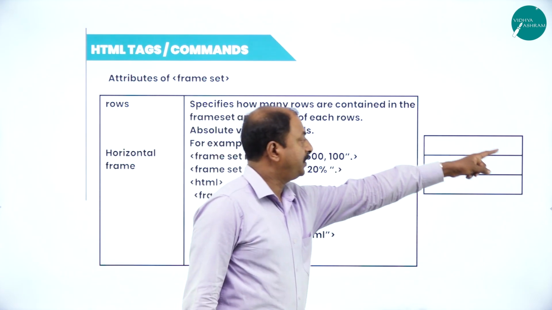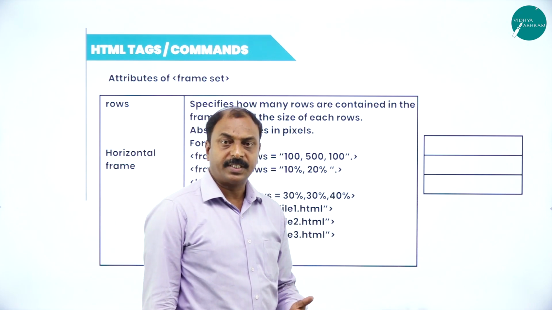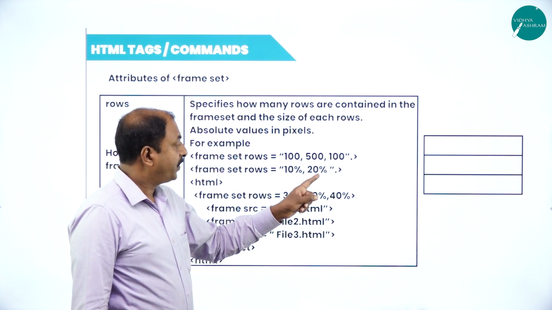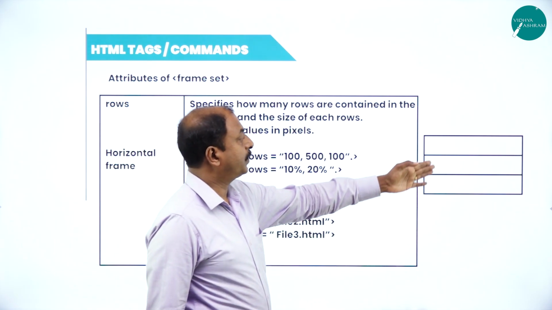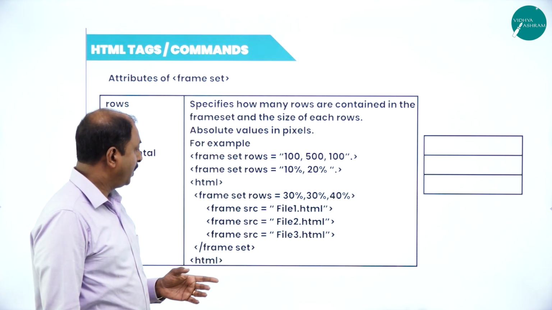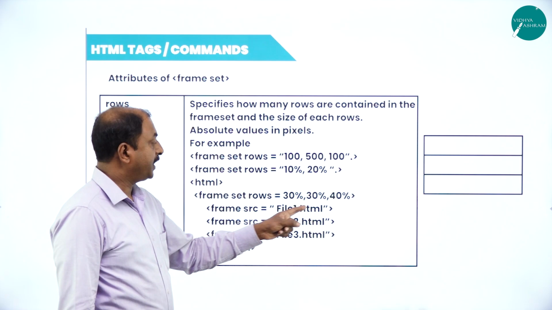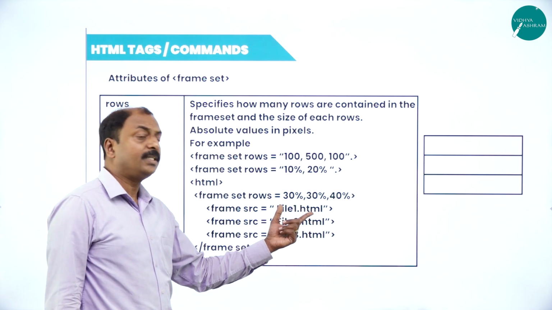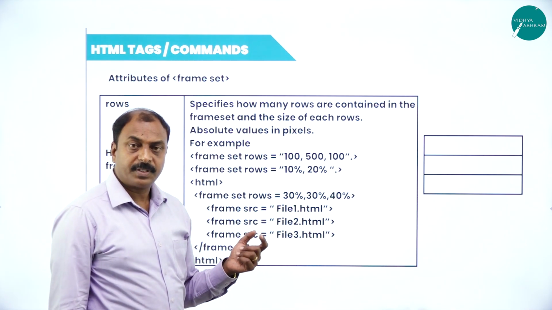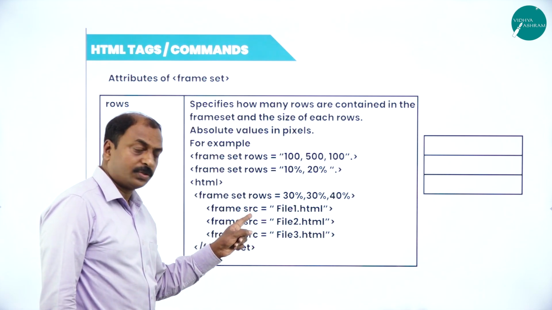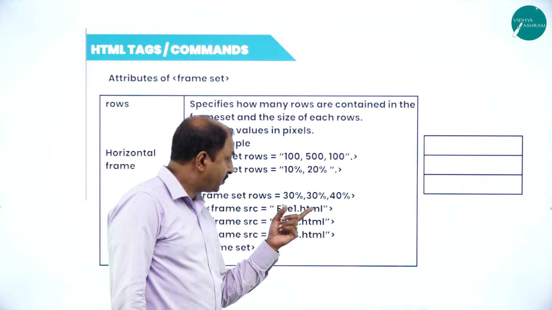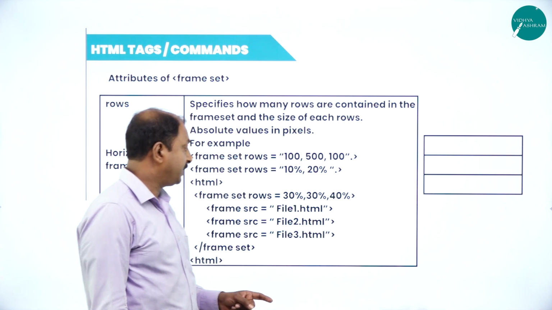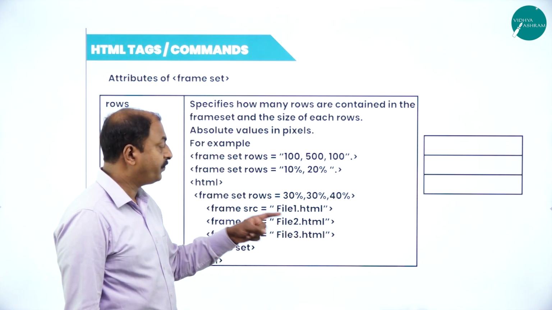In this example, this window is divided into three sections or three frames, and there are 30%, 30%, 40%. By looking at this, we can make out the number of sections in a web content window. Now, if you look at the file here, frame src equal to file1.html, here we are supposed to write the location of the file along with its path. src stands for source. This is a source file. So the output of this file will be loaded into the first row, that is the first section or first frame. Similarly for the second as well as the third frame.